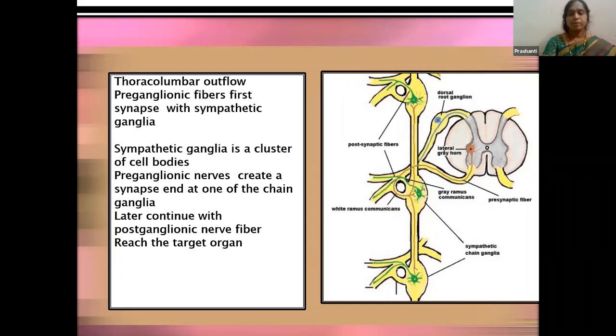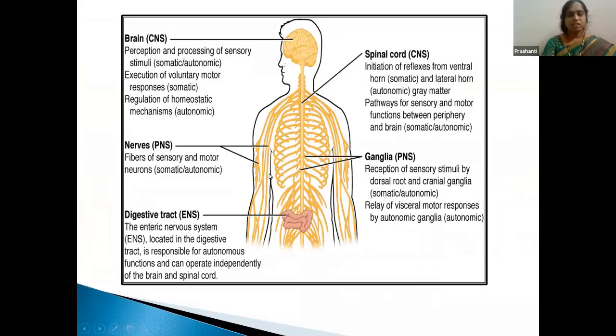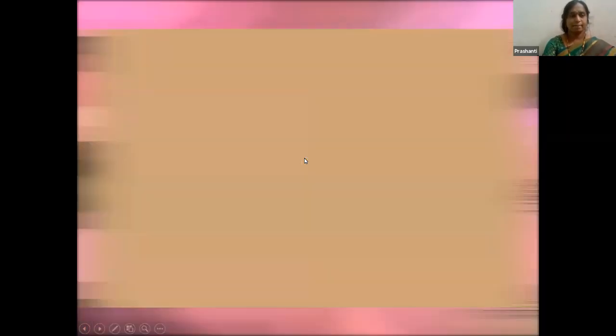So from the preganglionic nerves, it will be forming a synapse at the ganglia, that is called the sympathetic chain ganglia. Again, it will be continuing as postganglionic nerve fiber. From there, it will be reaching the target organ, whether it might be the muscle or any gland. So here, just say, children, these are the spinal nerves. This is the spinal cord. And here we find a cluster of cells called the ganglia.